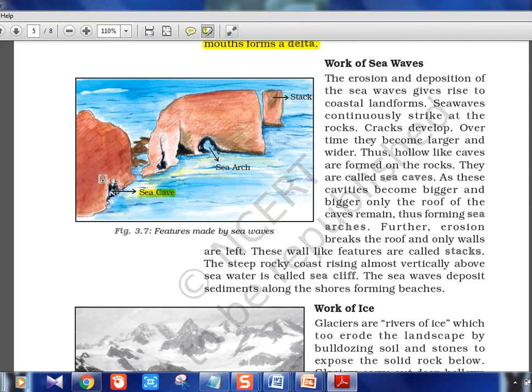If UPSC asks you to arrange these in order of formation, the sea cave is formed first, then the sea arch, and then the stack. So hope you understood this topic. This entire story you don't need to read if you understood what I told: sea caves, sea arches, and stacks.